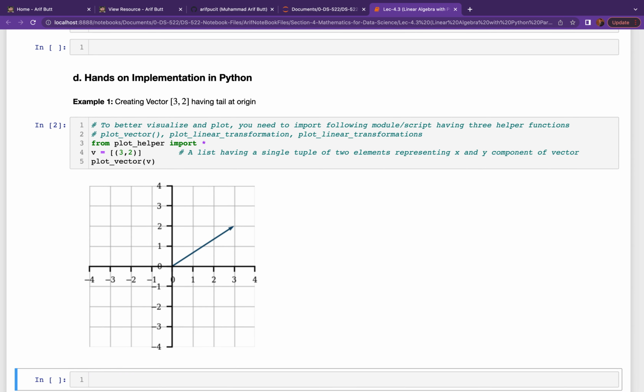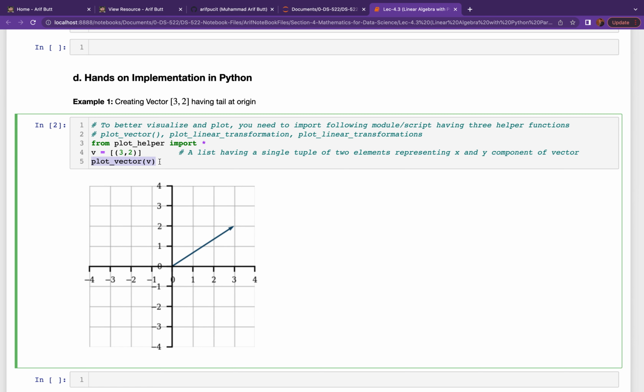Great, beautiful. So this plot_vector function over here is actually using the matplotlib and numpy library functions to create this 2D Cartesian coordinate space with this vector having its head at point 3, 2 and its tail at origin 0, 0. Let me show you some more examples.